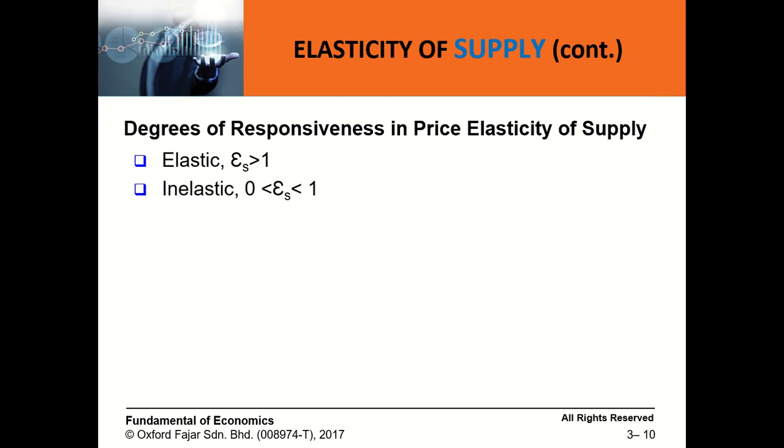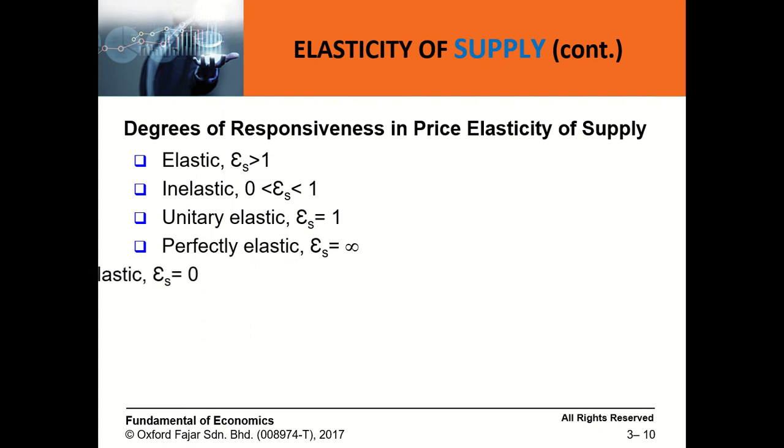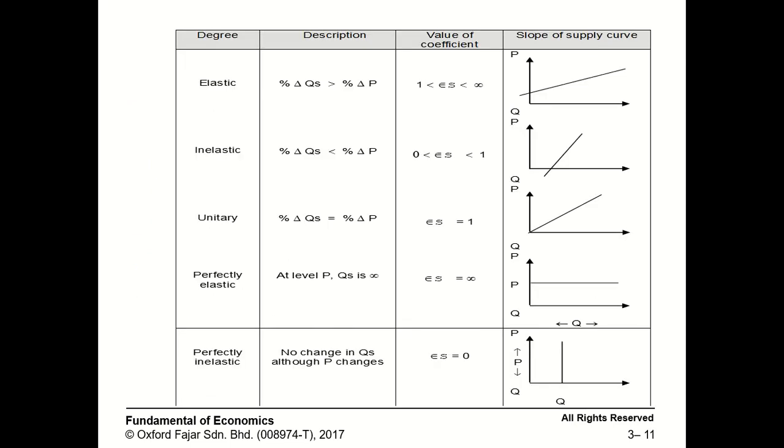Now if the answer is less than 1 but bigger than 0, which is positive but less than 1, it is called inelastic. And if your answer is equivalent to 1, it is called unitary elastic. And if your answer is equivalent to infinity, it is called perfectly elastic. And if your answer is equal to 0, it is called perfectly inelastic. Now somehow we need to interpret the meaning of elastic and inelastic, and so on.